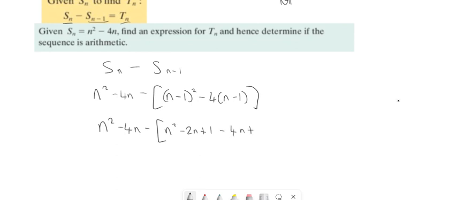I'm going to multiply the minus 4 into the brackets. So n squared minus 4n. Now it will be minus n squared. So we're just changing the signs of everything, plus 2n minus 1 plus 4n minus 4.